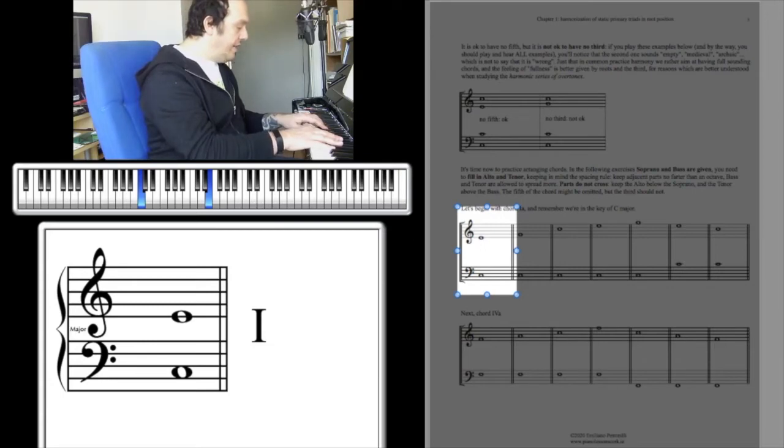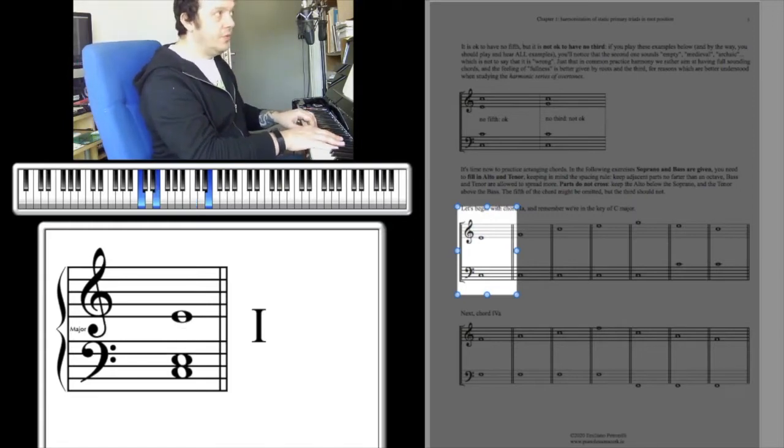The alto and the tenor have to be inside the soprano and the bass. So that's actually my only option. I cannot have this one, because otherwise I would be doubling the third, which we don't do at this stage.